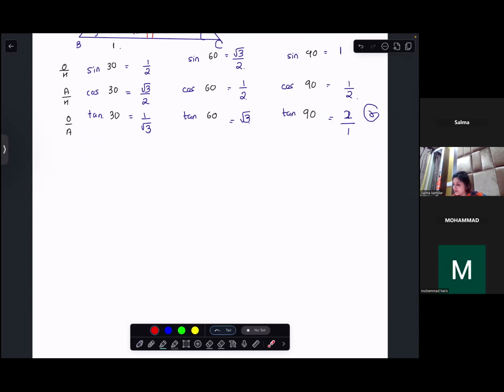Okay. To find the values of sine, cos, and tan for 30, 60, and 90. Now, what are you left with? The degree you are left with is 45 degrees. Okay, so for a 45 degree triangle, for sine 45, cos 45, and tan 45, you make an isosceles triangle. Which triangle will you make? An isosceles right angled triangle. If you make an isosceles right angled triangle, the triangle would look something like this.